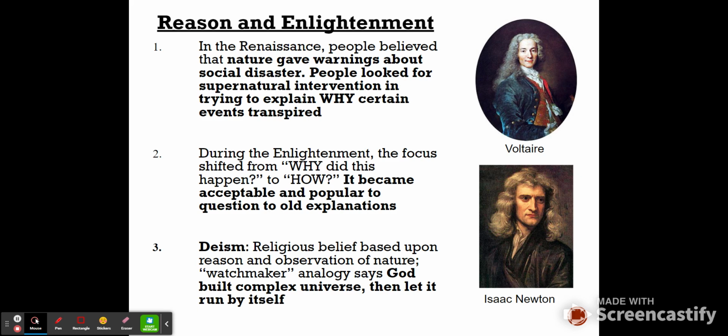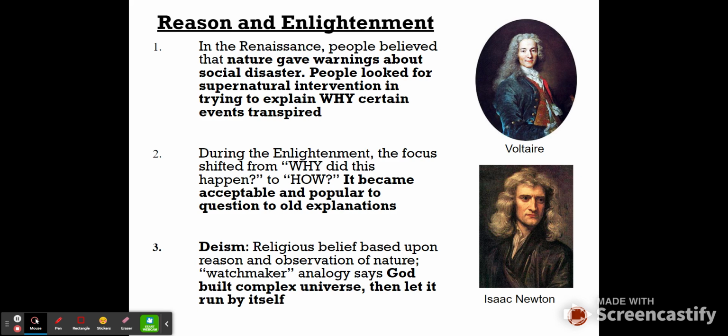And as the second bullet point indicates, the real central question of society changes from why does this happen to how it happens. We're not going to worry too much about the why. We're just going to look at how it works. And so that rationalistic, mechanistic way of looking at the world becomes much more popular.